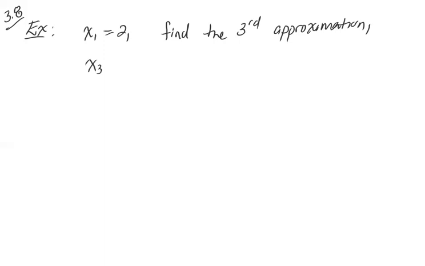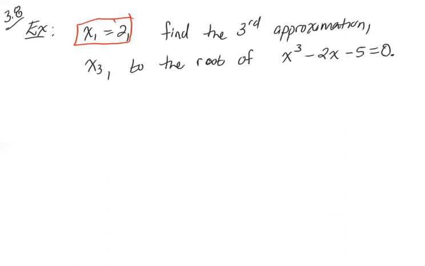X3 to the root of the equation x cubed minus 2x minus 5 is equal to 0. So I essentially want to approximate a solution to that equation, starting with x1 as the number 2. So they go ahead and give us a starting value here.